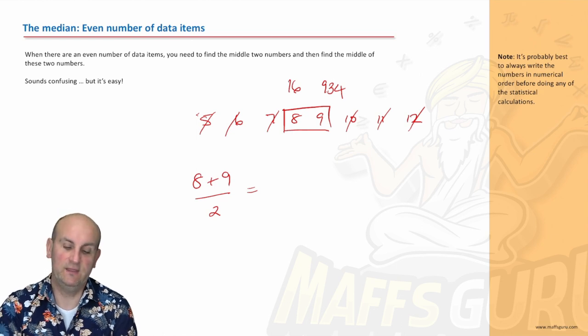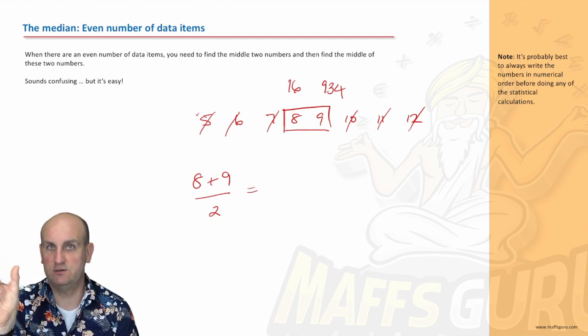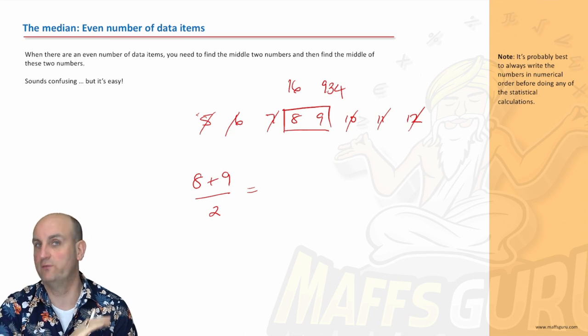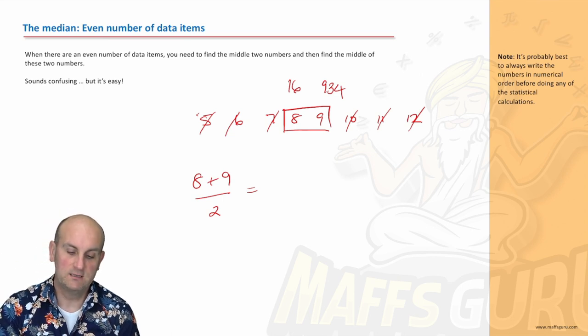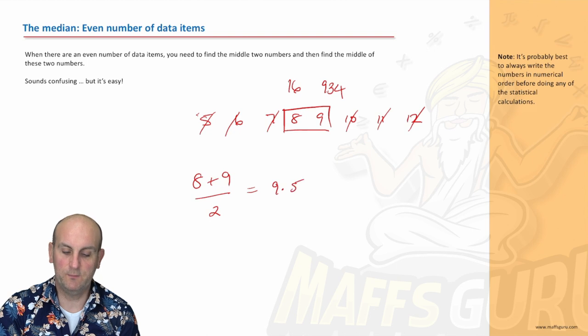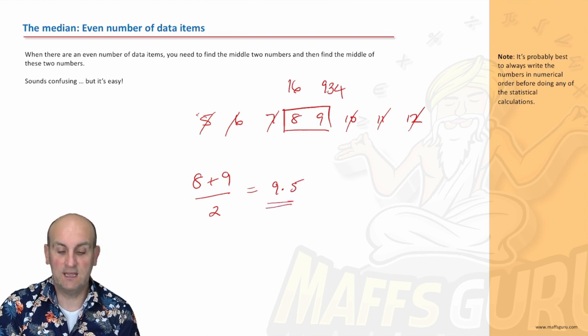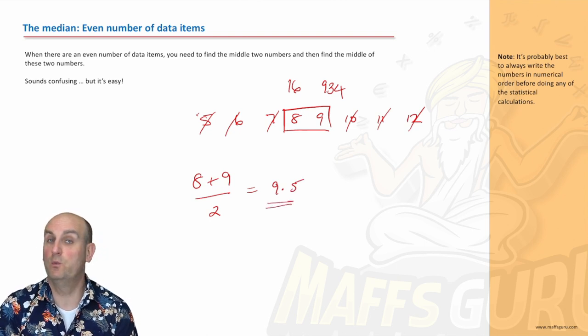But actually, the easy way of doing it is add those 2 numbers together and divide by 2. That's the way you find the average of 2 numbers. So obviously in that situation, my answer would be 9.5. And so we would say the median of that data would be absolutely 9.5.